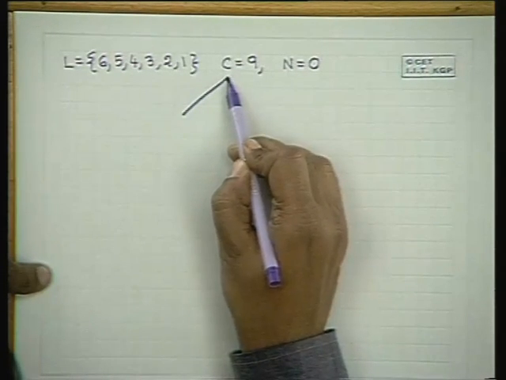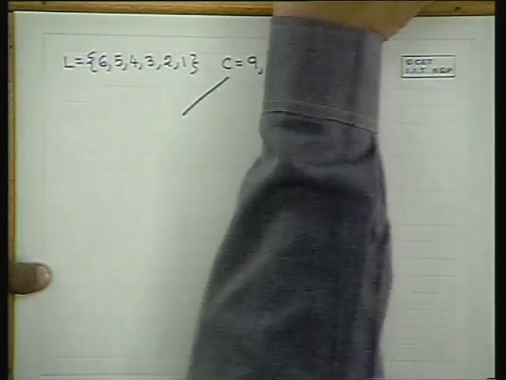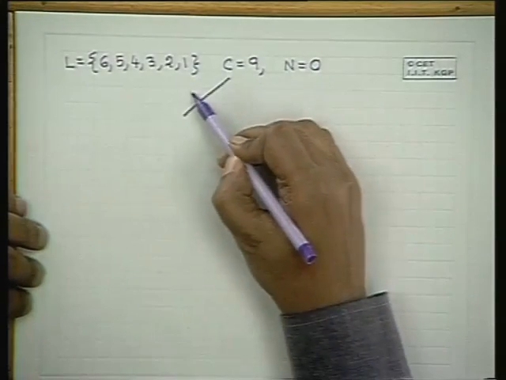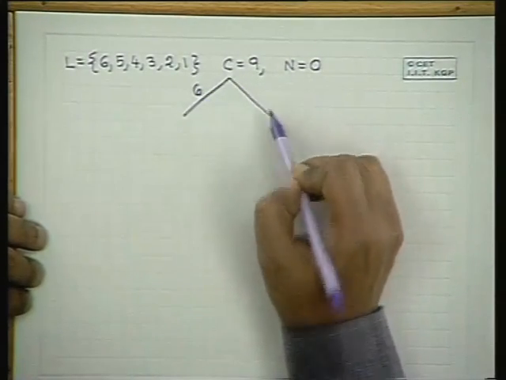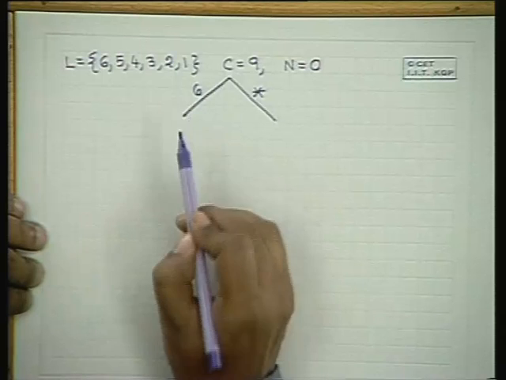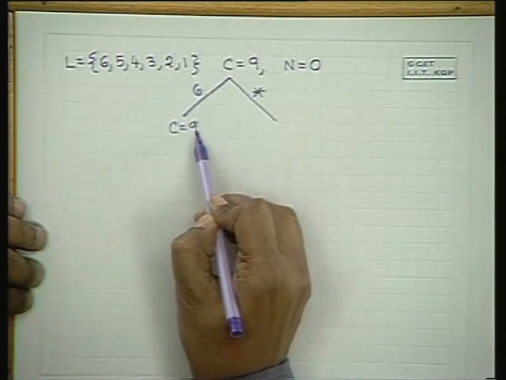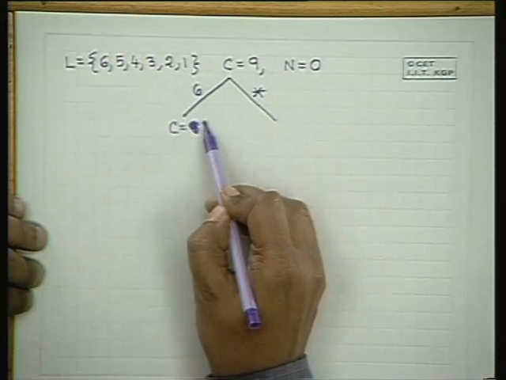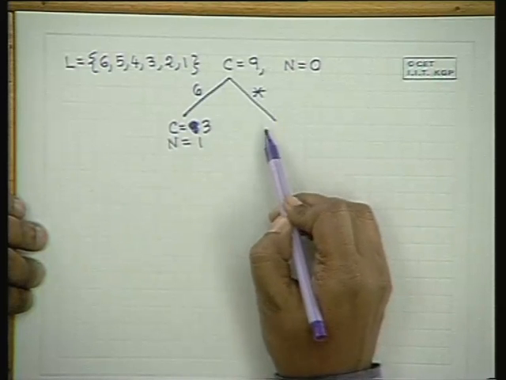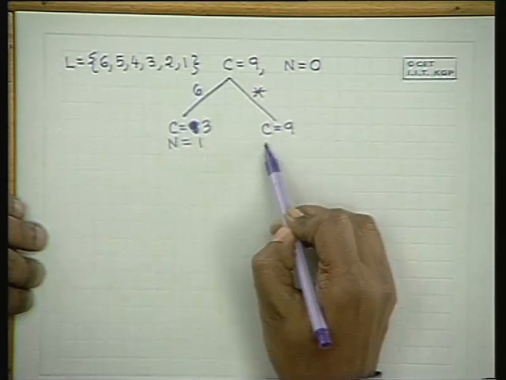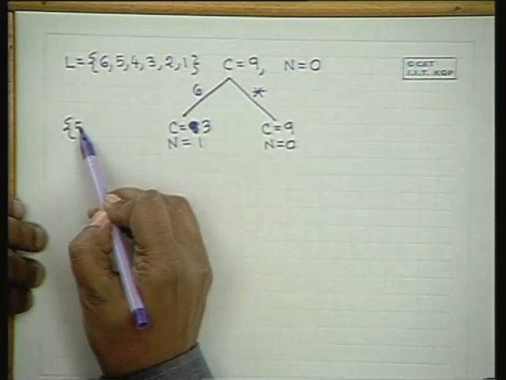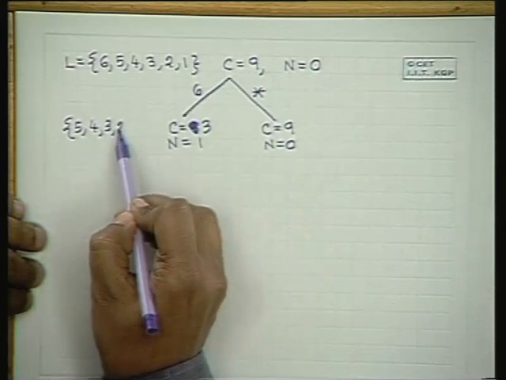So let this be choose 6. Let us work out, since the algorithm, let us assume that the algorithm will go in a depth first fashion. So there are two options, 6 is taken and 6 is not taken. If 6 is taken, C becomes 3 and N becomes 1. If 6 is not taken, C remains 9 and N remains 0. L dashed in both cases becomes 5, 4, 3, 2, 1.